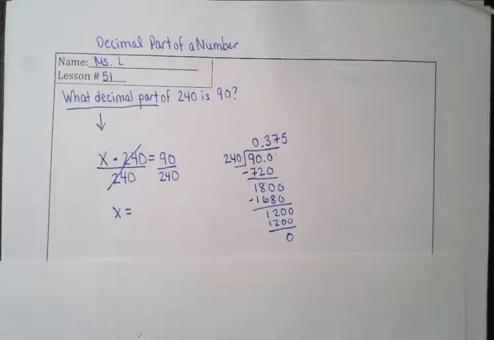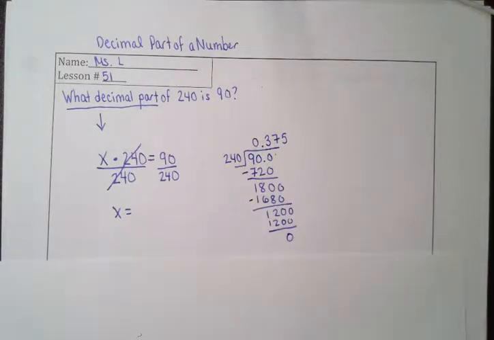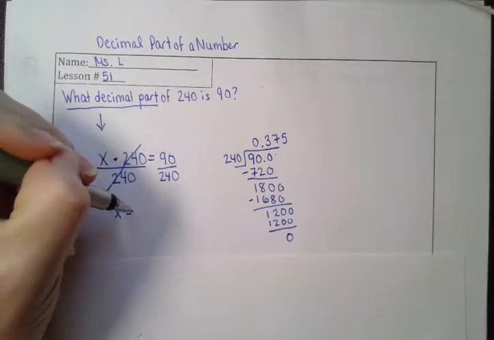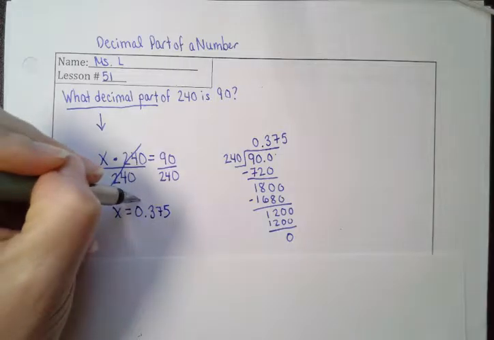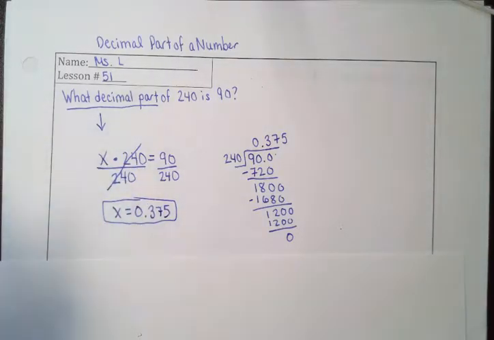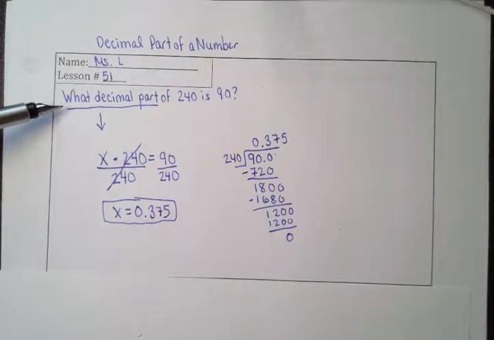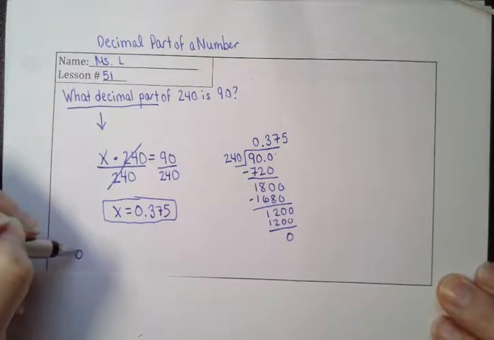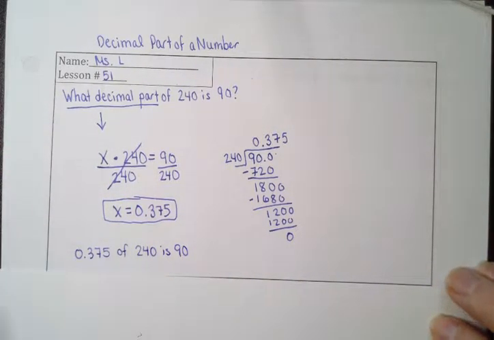If you divided correctly, you should have got 0.375. So x equals 0.375. Answering the original question, what decimal part of 240 is 90, we could say that 0.375 of 240 is 90.